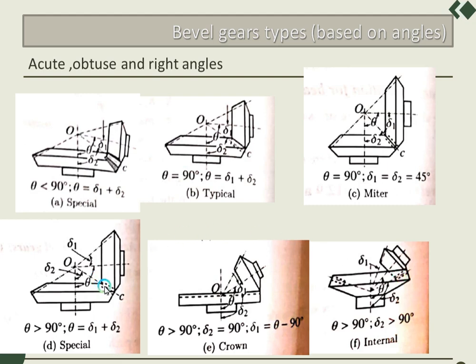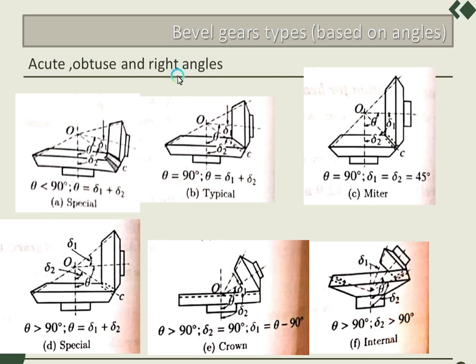So in this case it is externally connected, in this case it is internally connected. In this case, as you can see, delta 2 is 90 degrees, that means delta 2 is equal to 90 degrees, and delta 1 is theta minus 90 degrees, the remaining angle. This type of gear we call a crown gear. So we have three varieties in the case of obtuse angle bevel gears, and last, based on angle, is right angle bevel gears.